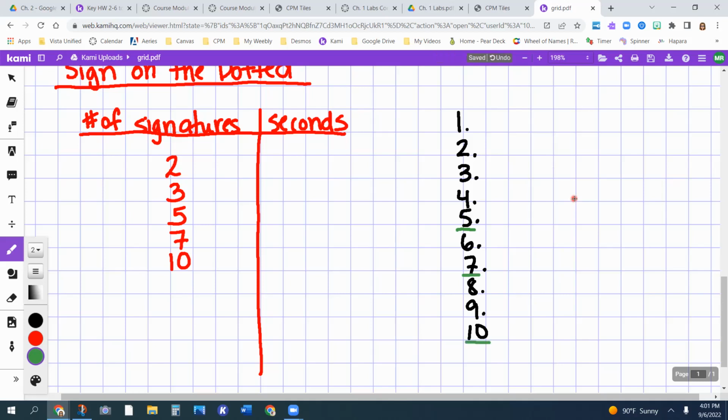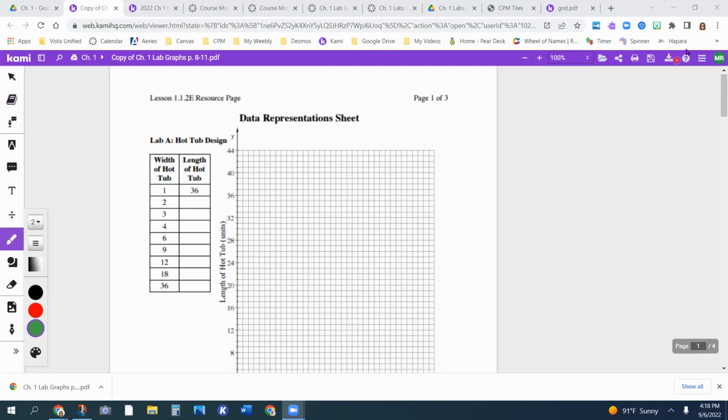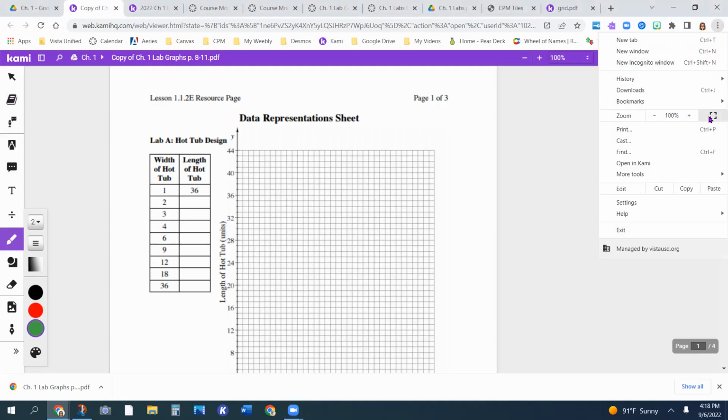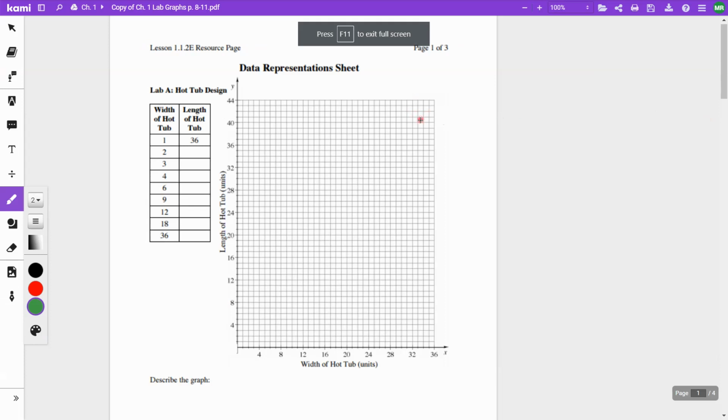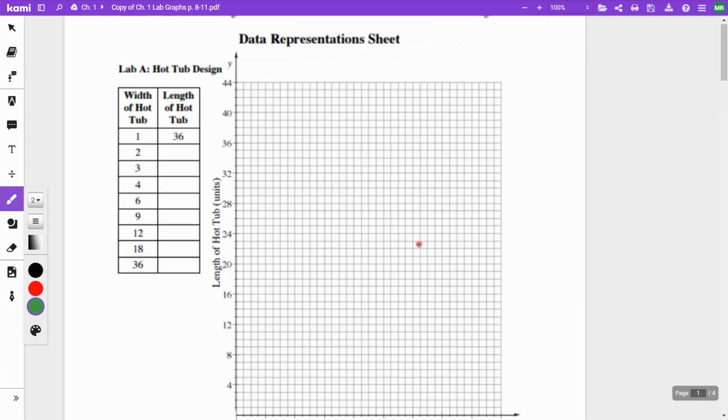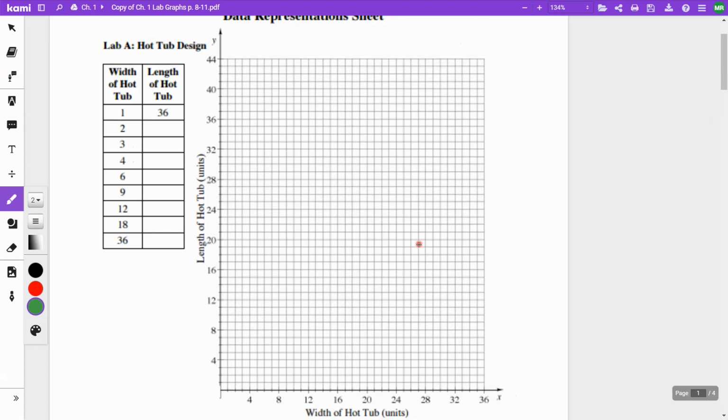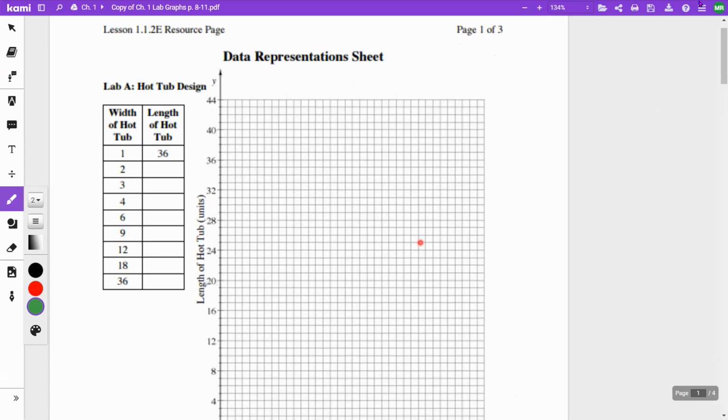So get that data from your group. Then what we're going to do with that data is we're going to be graphing it. So pause the video and gather that data. So once you have your data for all 3 of them, the one that you guys were getting was the sign on the dotted line. Then what you're going to do is take your data and you're going to graph it on this assignment here, which is the next assignment in your module.